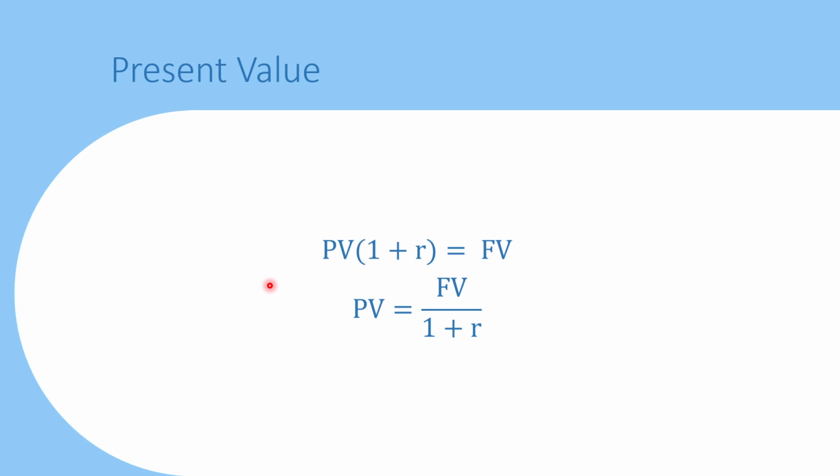Because everything that we've been doing so far involved me giving you the present value and the rate of return R, and then you take the present value, multiply by 1 plus R to get your future value. But what this shows us is that you can work the other way around as well. You can use the future value and the rate of return R to calculate an unknown present value.